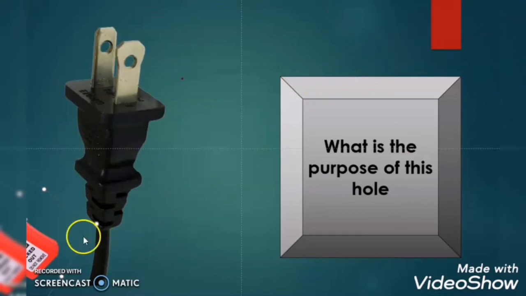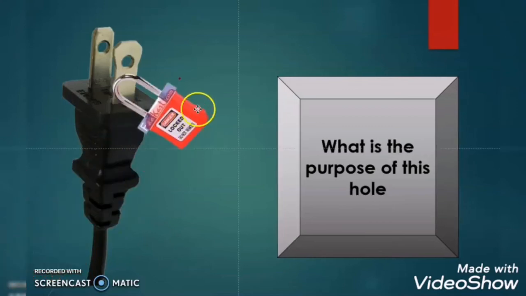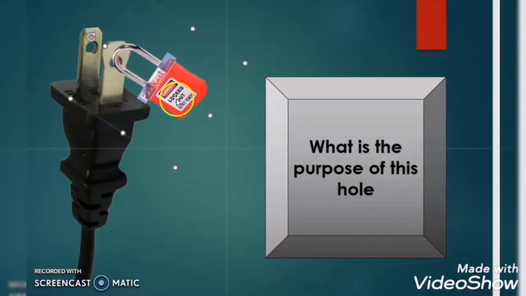So in order to avoid such a situation, the manufacturer provides this hole in order to put a lotto lock on this plug. So the person who is maintaining the equipment connected with this plug will put a lock through this hole and he can do the maintenance on the equipment.